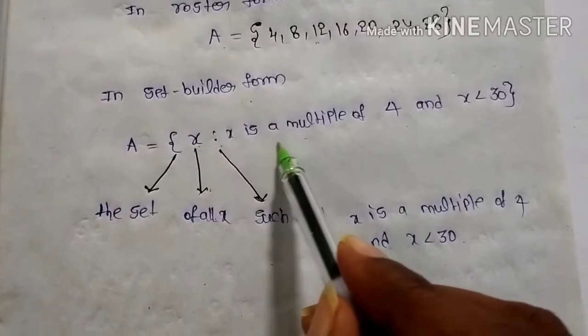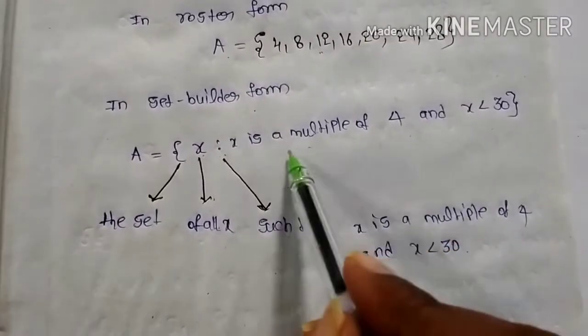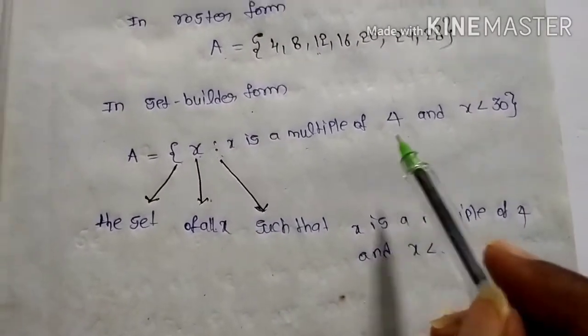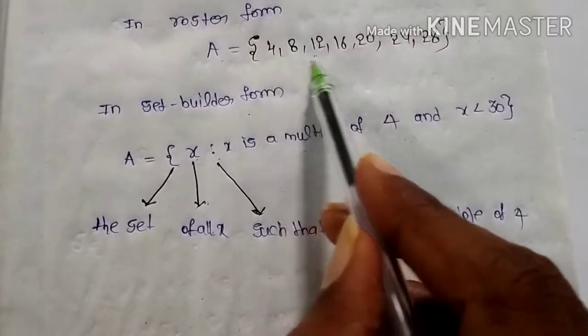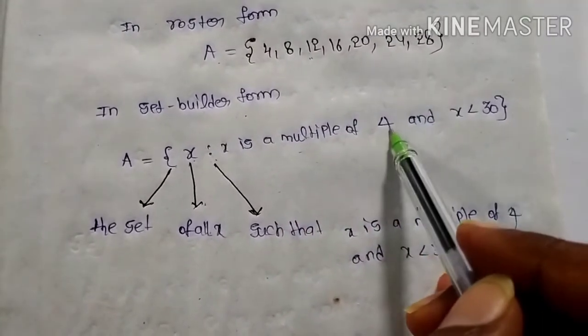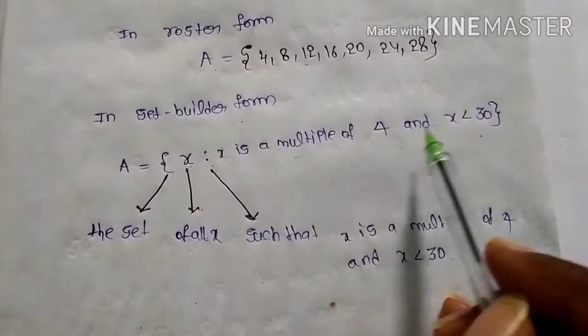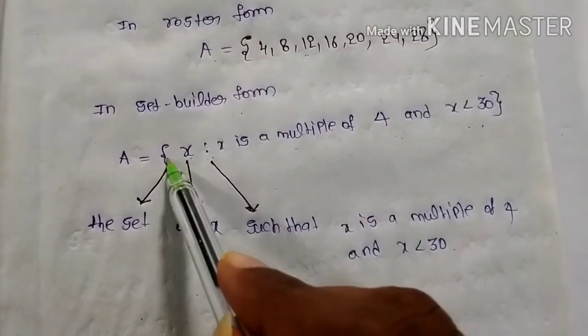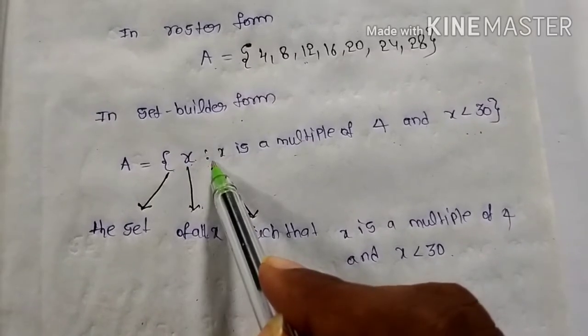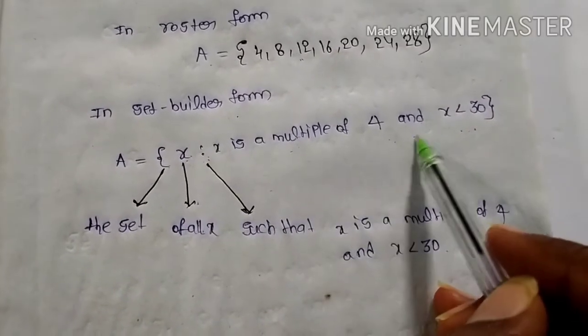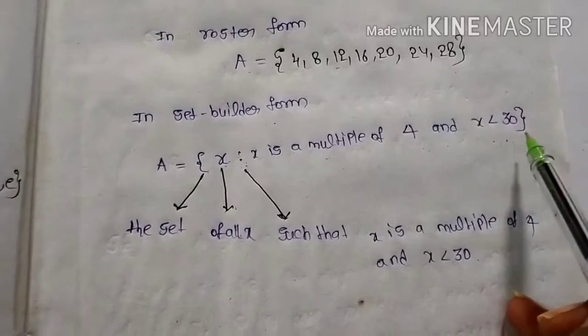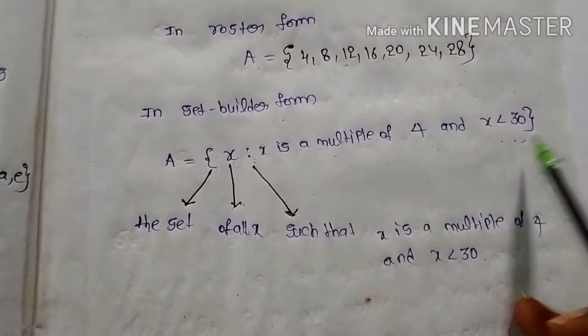We have to make here one condition, that means one syntax. It is a common property. What is the common property? All these are multiples of 4, or not? Yes. And also these are less than 30, or not? Yes. You have to represent the condition. So I am writing here the set of all x such that x is a multiple of 4 and x less than 30. In this way we can do exercise problems.